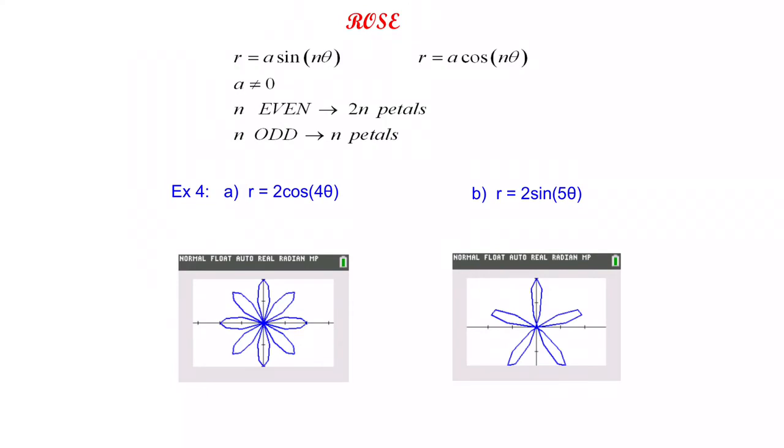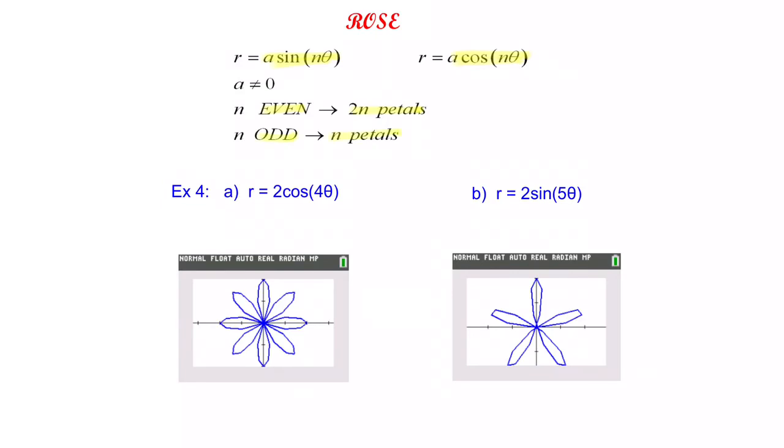The equation for a rose is different than the first three that we've done. This one is r equals a sine of n theta. So there's no addition or subtraction, it's all multiplication. And r is equal to a cosine of n theta. a cannot equal 0. And a couple things with the n value: if it's even, then we have twice as many petals. If it's odd, then we have exactly that number of petals.